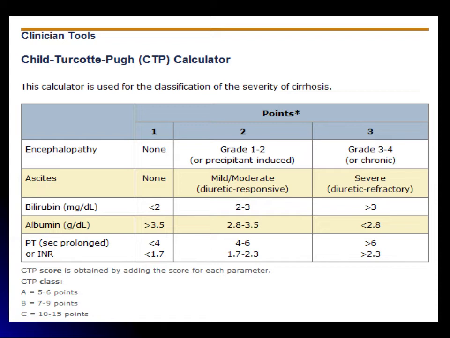For example, encephalopathy grade 1 to 2 takes 2 points. If there is no ascites, we take 1. If bilirubin is above 3, we take 3. And we calculate these points. If the total is between 5 and 6 points, we call it Child A, which is a compensated liver condition. If it is between 7 and 9, it is Child B. If it is above 9, it is Child C, which is decompensated liver disease.